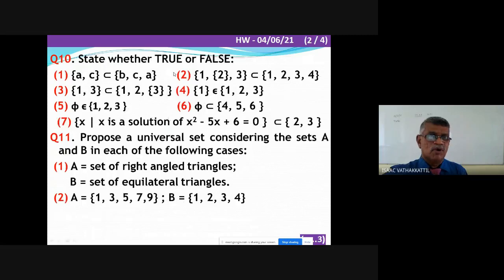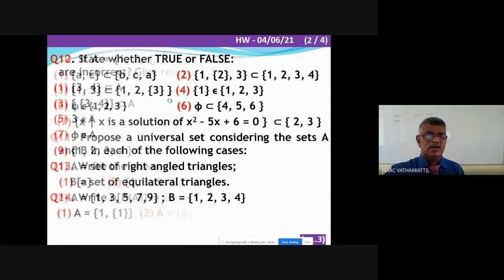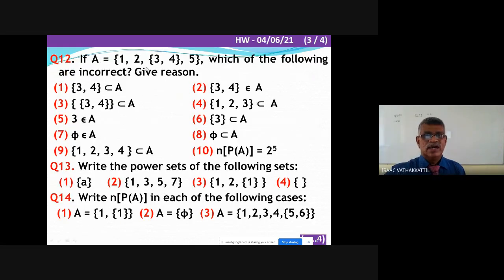State whether true or false. First one is A is a subset of B. You know it is true. Once it is true, you can say yes, true. If it is not true, you must tell why. Now, further we have A = {1, 2, {3, 4}, 5}. Which of the following are incorrect? You read carefully and tell me which of them is incorrect.